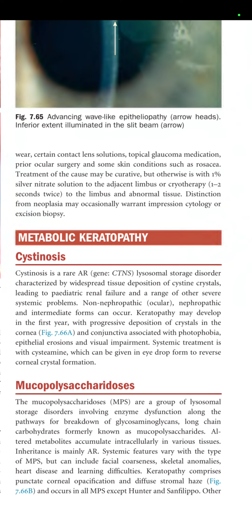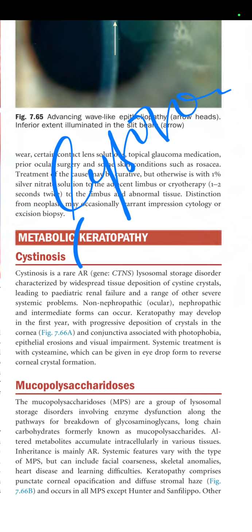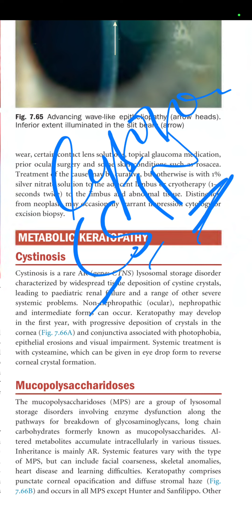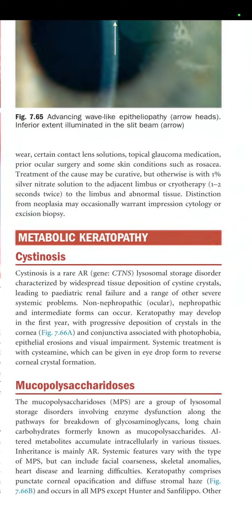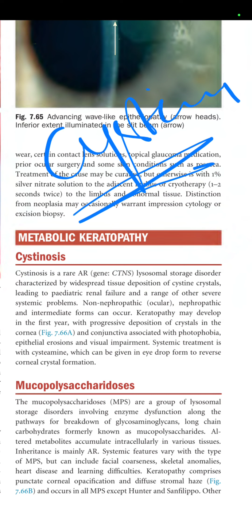That there is a problem in the lysosomal storage diseases, and the CTNS gene is involved in this, and there is a deposition of cystine in different tissues, especially in the kidneys, that leads to pediatric renal failure.